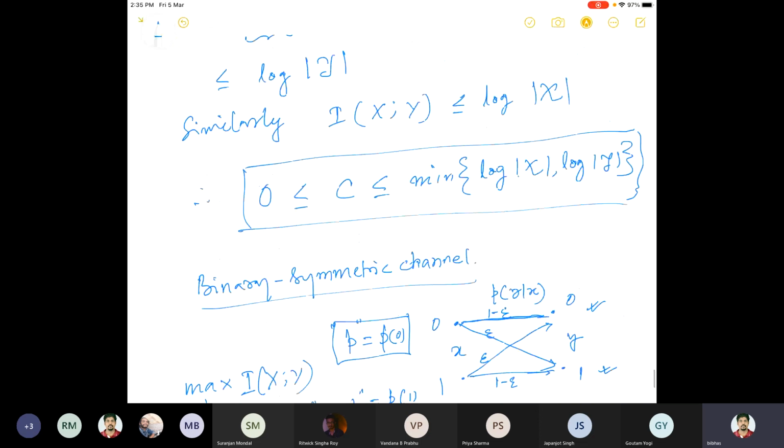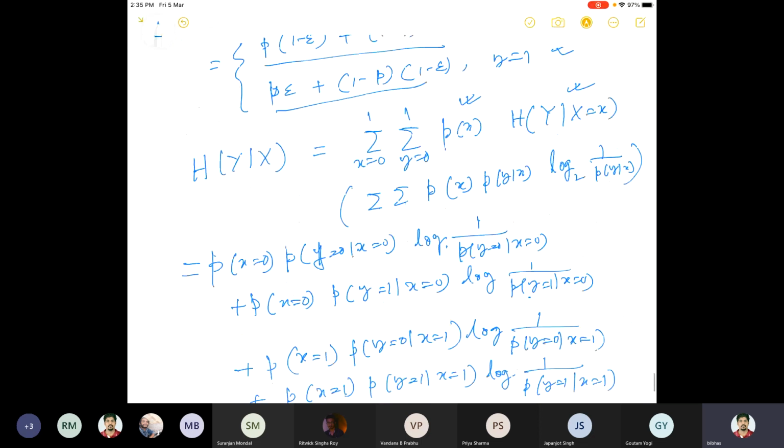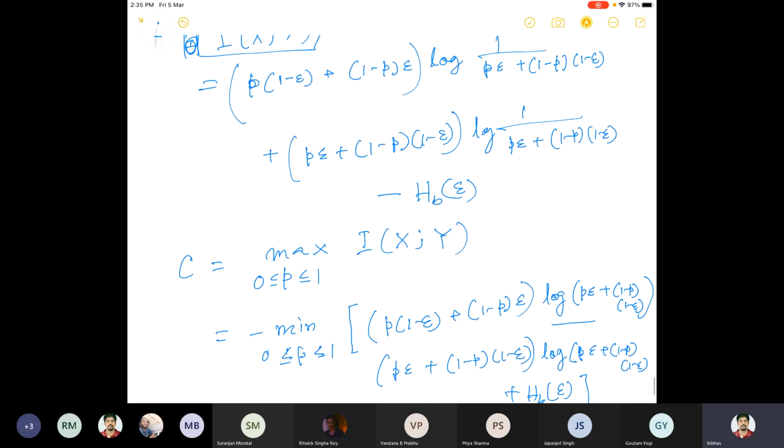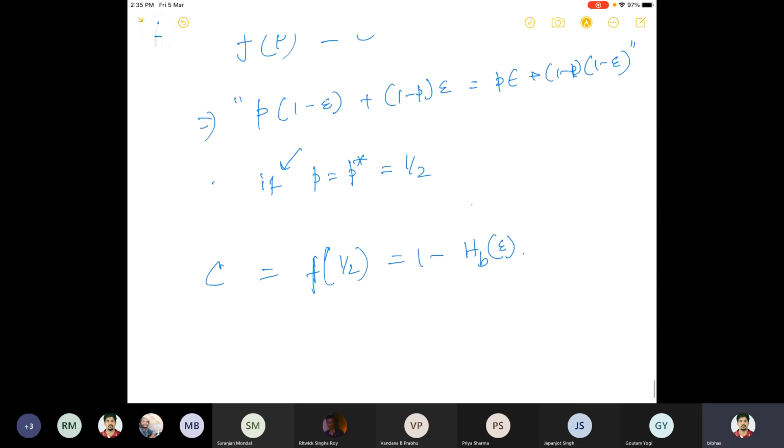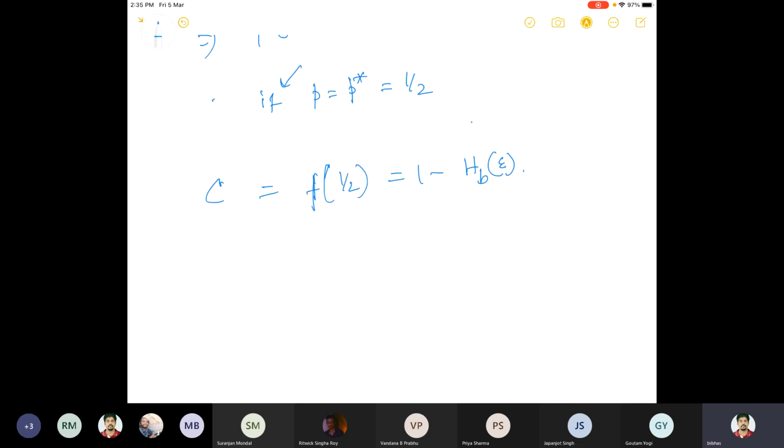So this is how you can go about it if you want to find the channel capacity for this simple channel. But now I'll tell you a smart way of doing it. This is a straightforward calculation, but you have to use some common sense. If you use common sense, then you don't have to do this much big calculation.